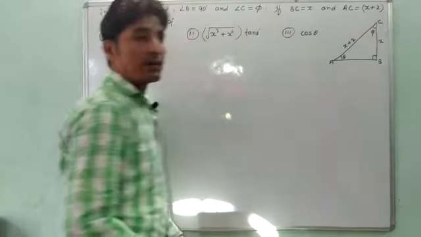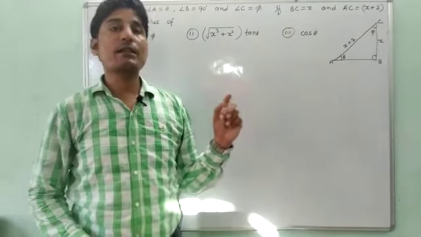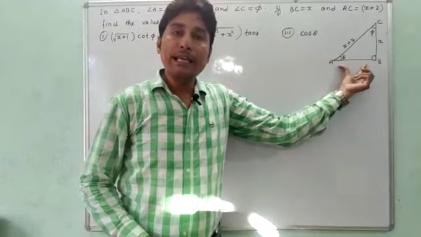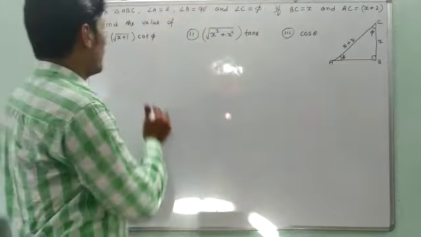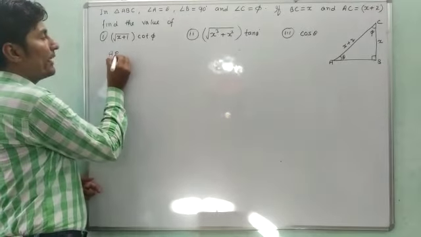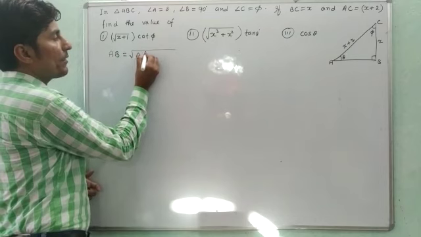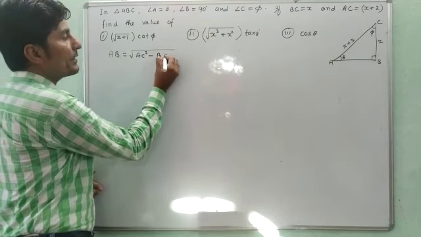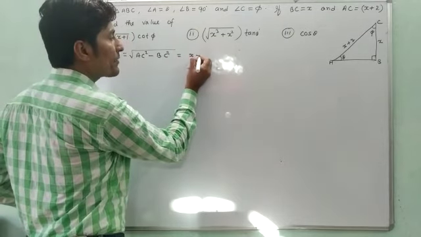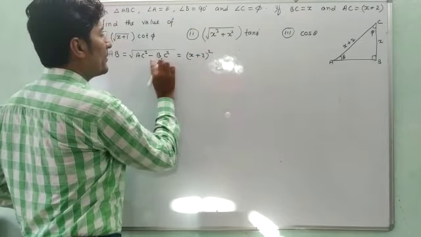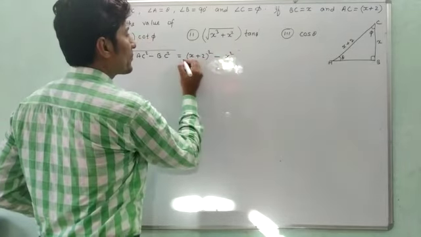Third, cos theta. Before finding the value of all these things, the very first thing is that we must find the value of AB. We can find the value of AB by using the Pythagoras formula. Let us see how to find the value of AB. AB equals under root AC square minus BC square. We can put the value of AC, given as x plus 2, whole square. Minus will be as it is. On the place of BC we can write x square.